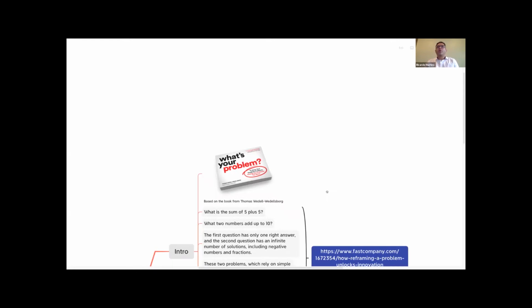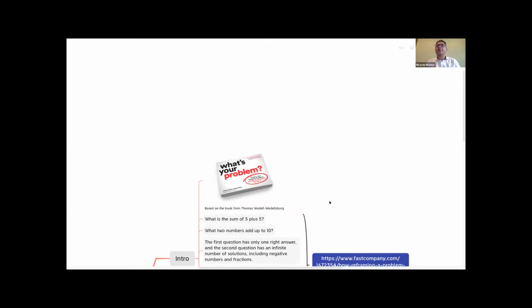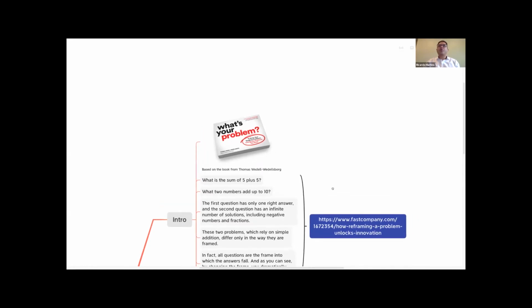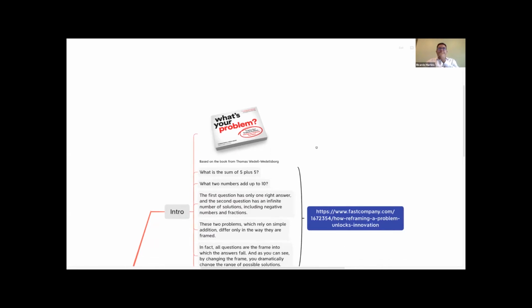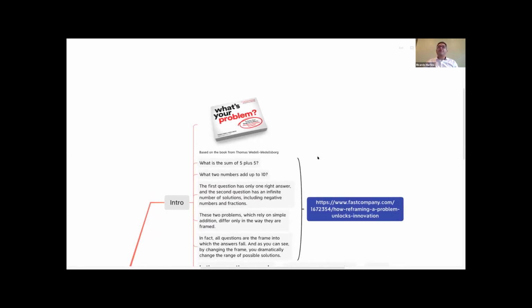Sometimes we approach the problem, especially in education, using the first question. The first question is the easiest one, and probably most people will choose this. The first question has only one right answer, and the second question has an infinite number of solutions, including negative numbers and fractions. These two problems, which rely on simple addition, differ only in the way they are framed. In fact, all questions are the frame into which the answers fall. By changing the frame, you dramatically change the range of possible solutions.